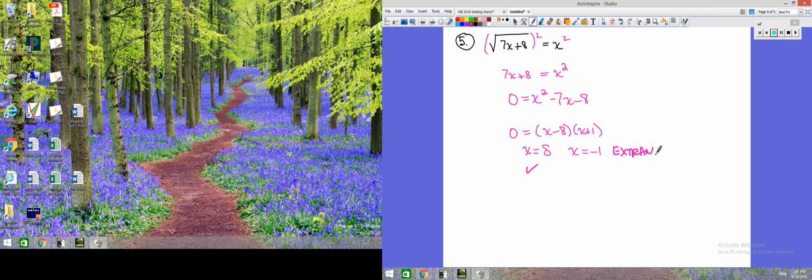And really, I guess if I would have started with the right-hand side, a principal square root could never equal negative 1. So I didn't even need to bother plugging it in on the left-hand side to see what it evaluates to, because on the right-hand side, this number will always be 0 or positive, because this is a principal square root. It wants you to take the positive square root of the number. So x equals 8 is my only solution for problem 5.